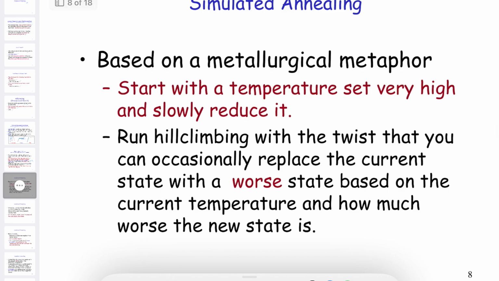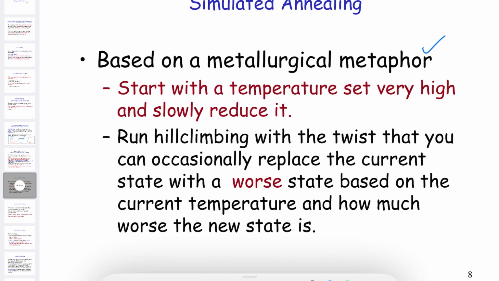So the next thing is simulated annealing. It is based on a metallurgical metaphor. So what we do in simulated annealing is start with the temperature set very high and slowly reduce it. Annealing means, let's say a high temperature, say 1000 degrees Celsius, is there, and then you let the temperature slowly reduce, you are cooling down the temperature. That's the process called annealing. So how do you do the annealing process? Using a simulation. That's what we call simulated annealing.